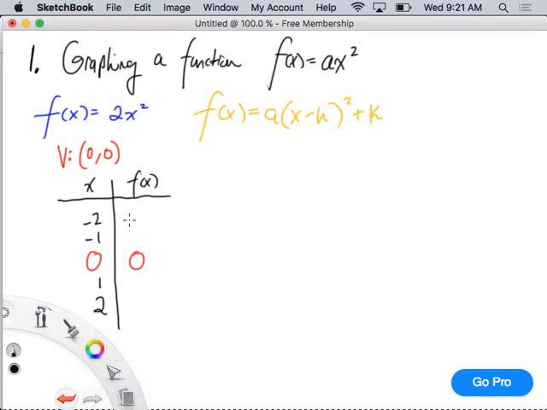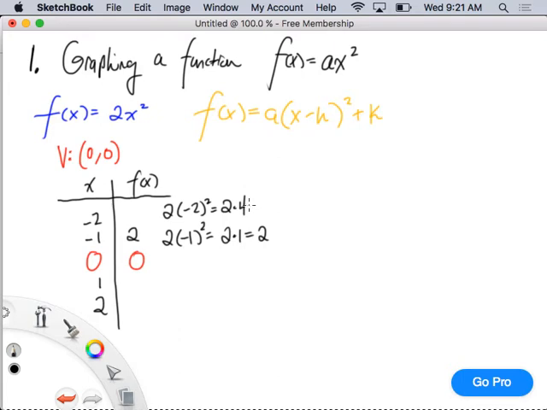All right. Once I've done that, if I've got the x value, if I want to get f of x, I do what with x values? Plug it in. So I plug in negative 1. I get 2 times negative 1 squared equals 2 times 1, which is 2. Plug in negative 2, I get 2 times negative 2 squared, or 2 times 4, which is 8. What do I know about these two values? They're the same by symmetry. So it's 8, 2, 0, 2, 8.